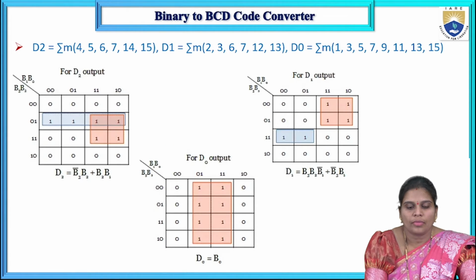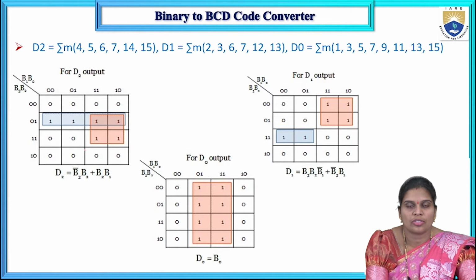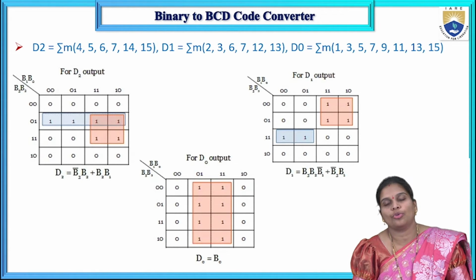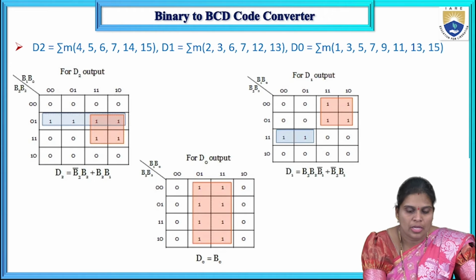Next, for D2: summation M 4, 5, 6, 7, 14 and 15. So 0, 1, 2, 3, 4 is there, 5, 6, 7 are there, 8, 9, 10, 11, 12, 13, 14 and 15. In this 4 variable K-map, is it possible to form a group of 8 ones? No. Now we go to the 4 ones. Here 4 ones are there, here 4 ones are there.